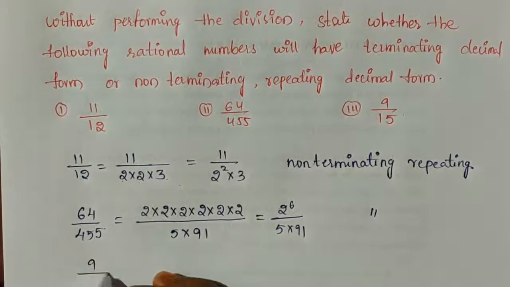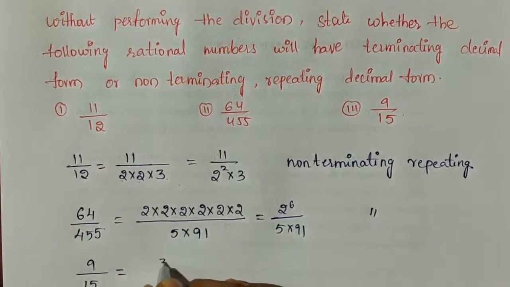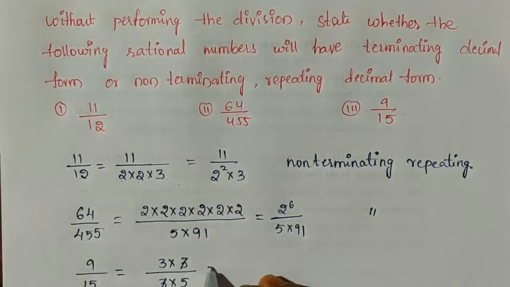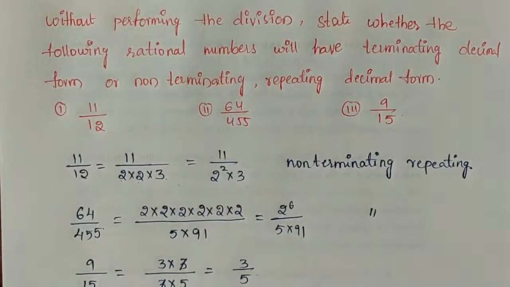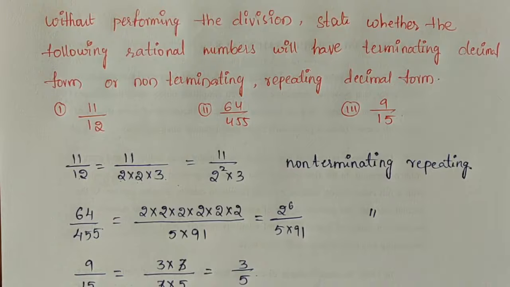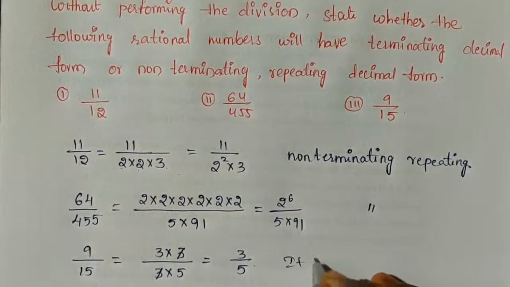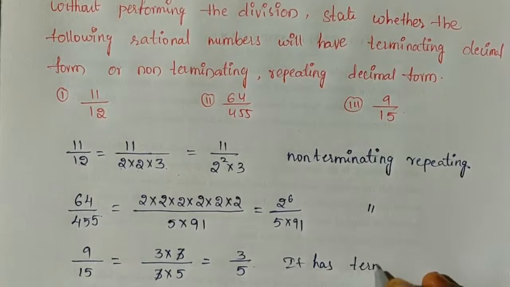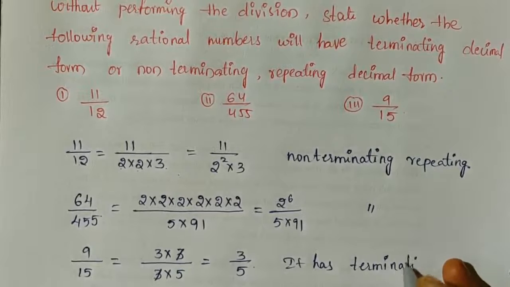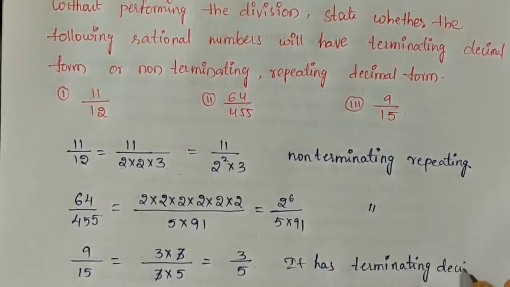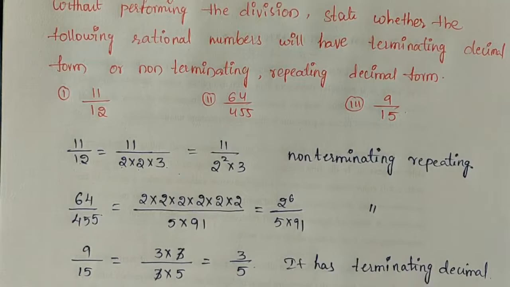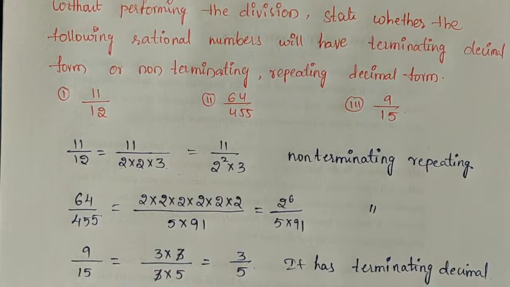And the last one, 9 upon 15. This can be written as 3 into 3 upon 3 into 5. These two will get cancelled. 3 upon 5. Here in the denominator it is 5 power m form. So we can say that it has terminating decimal. Okay. This is the simple way to find whether the given number or given fraction is a terminating decimal or non-terminating repeating decimal without doing the division.